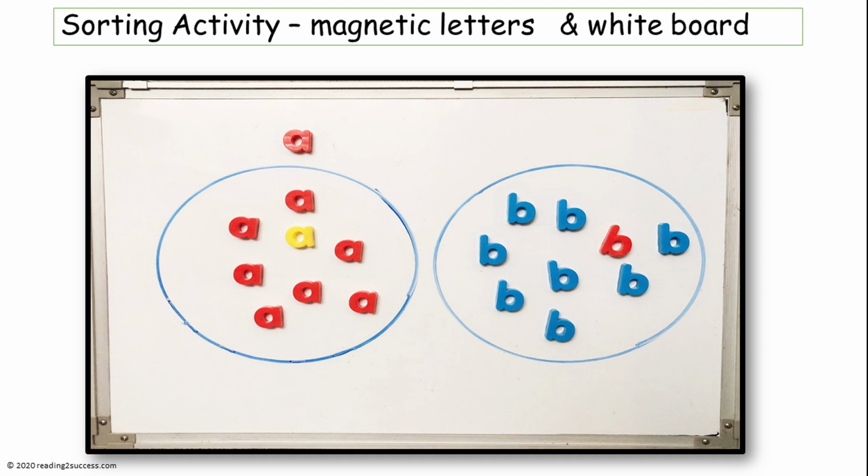This second activity is a sorting activity using magnetic letters and a whiteboard. Have several of the letter A's and then a different letter. I use B's because that is coming up next, and have the children put all of the A's in one circle and the letters that are not an A in the other circle.